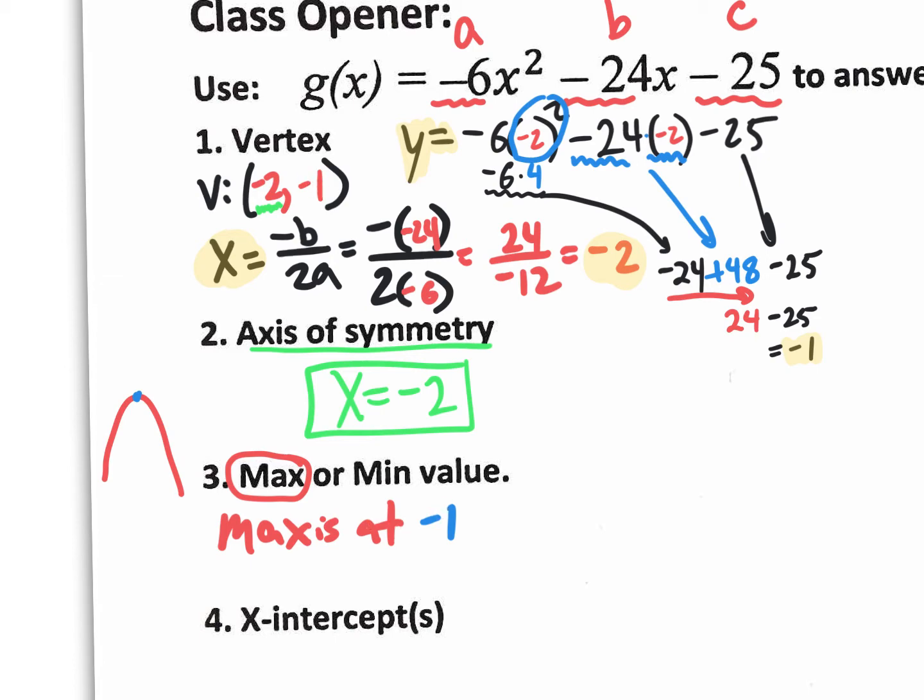You could say the max is at the vertex coordinate, or you could say the max is at the y value of negative 1. Any one of those is perfectly acceptable.